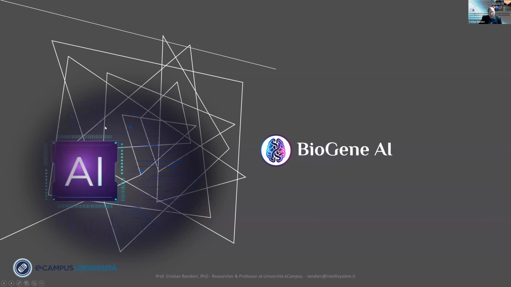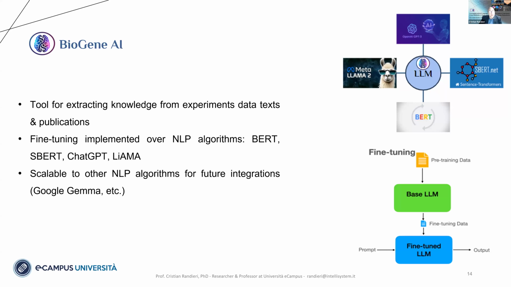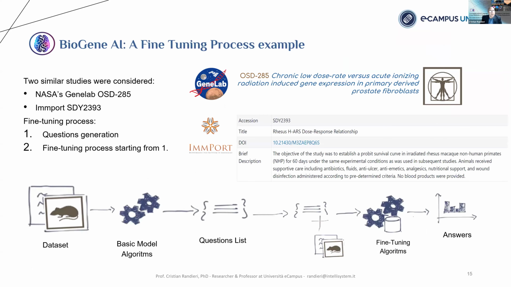Okay, let's go to the BioGene AI module. This module is essentially a tool to extract knowledge from experiments, data, text, and publications. It is composed essentially of a fine-tuning process implemented over NLP algorithms. Actually, we adopted the BERT, ChatGPT, and Llama algorithms, but the tool is also scalable to other algorithms for future integration, such as Google Gemma and so on.